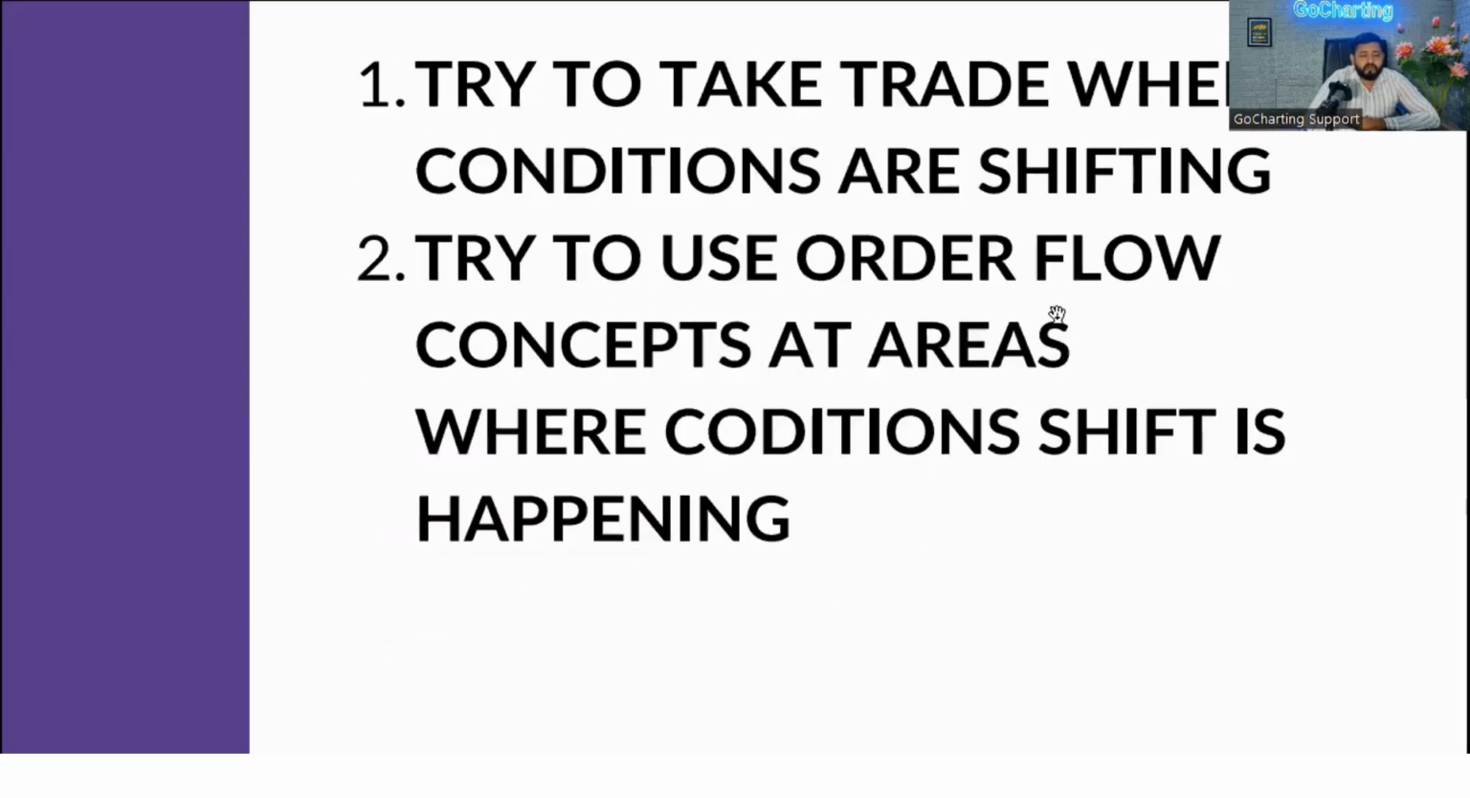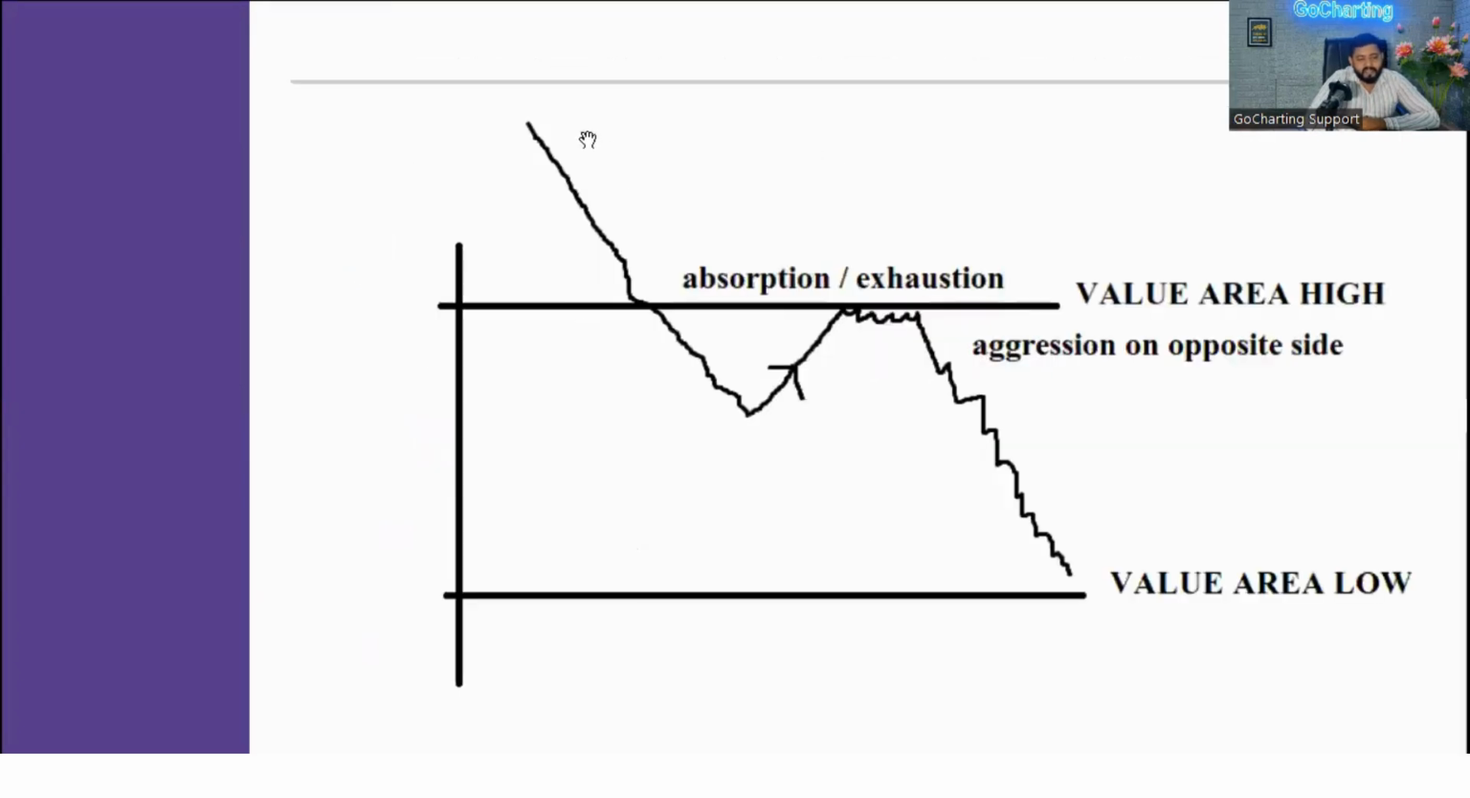Then, try to use order flow concepts at areas where a condition shift is happening. How? Suppose the condition shift is happening and the market is going here. The market has entered from imbalance to balance. Now what you are going to see is absorption of buyers. Why? Because your hypothesis may be wrong. What may happen is the market may come down a little bit because it's an area, right? It may come down a little bit and then it can go up. It means that it is not accepting this value. Although it has come down, it is not accepting this value. It is going again to the previous value.